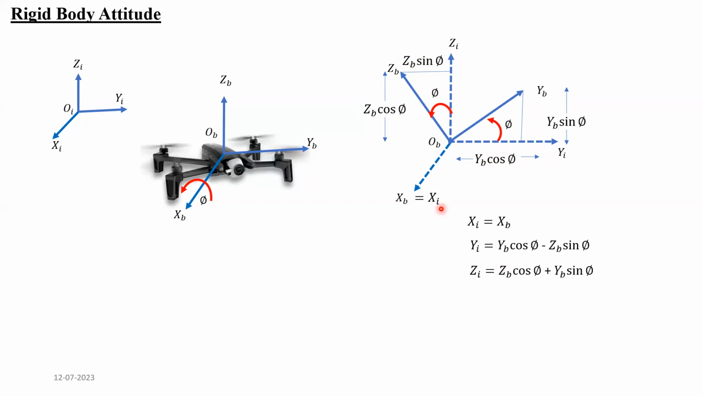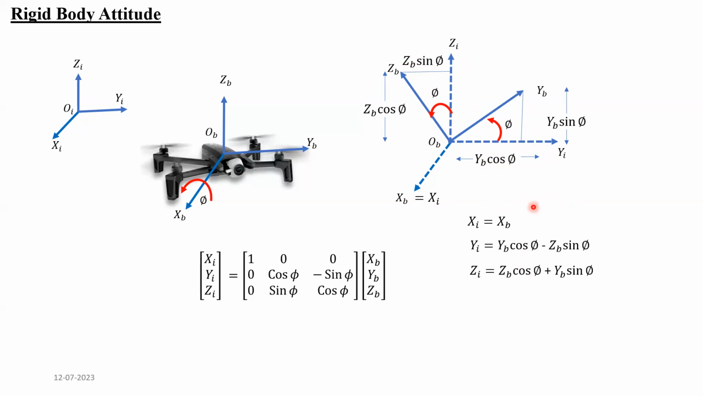Okay, so now we can write these equations in the form of a matrix. We'll get this form: xi, yi, zi equal to some matrix times the body coordinate frame. This matrix we call a rotation matrix or orientation matrix. The takeaway here is, let's say I have a vector in the body frame, and I want to represent the vector with respect to the inertial frame. If I multiply with this matrix, I will get the vector in the inertial frame. That is the takeaway from here.